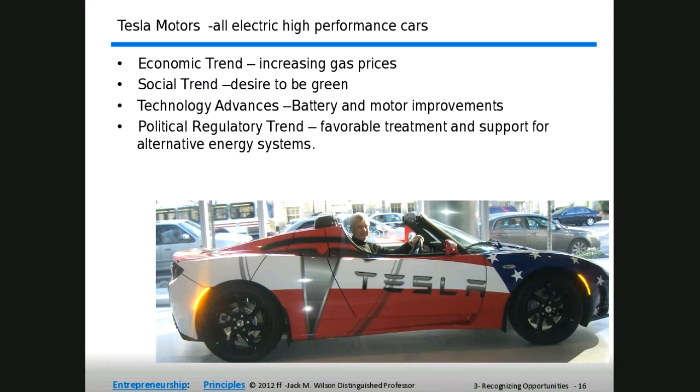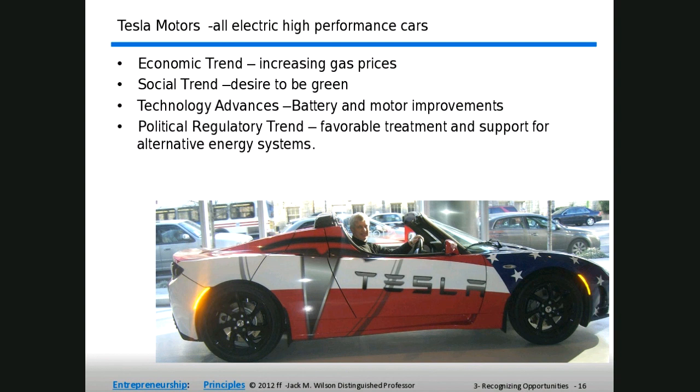The economic trend, increasing gas prices. So they come out with a car that doesn't use any gas. Can't do better than that. Social trend. People socially want to be seen as being green, want to be seen as being environmentally friendly, don't want to be seen as being conspicuous consumers. Not everybody, of course, but that is a social trend, and certainly Tesla took advantage of that.